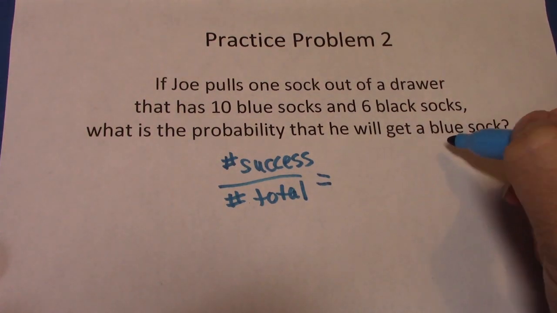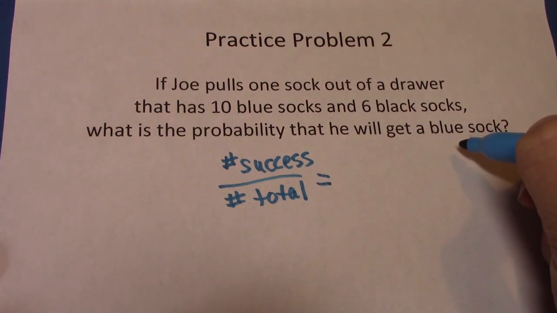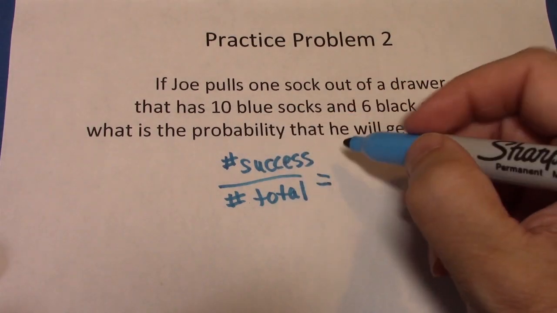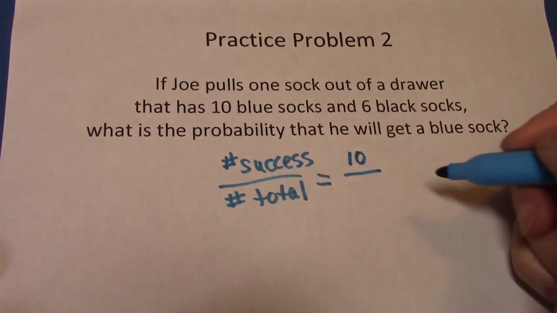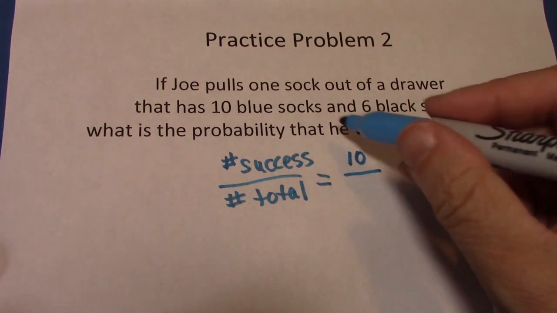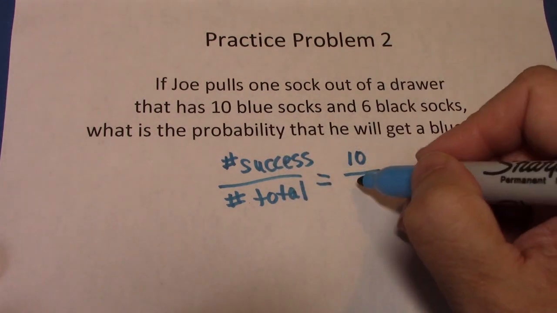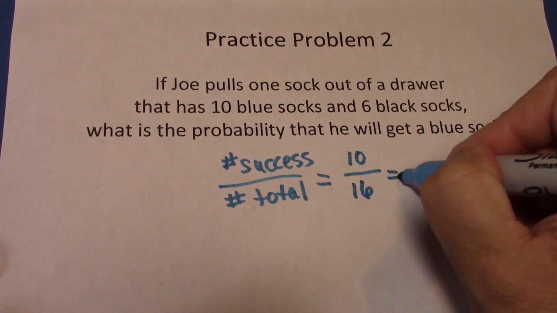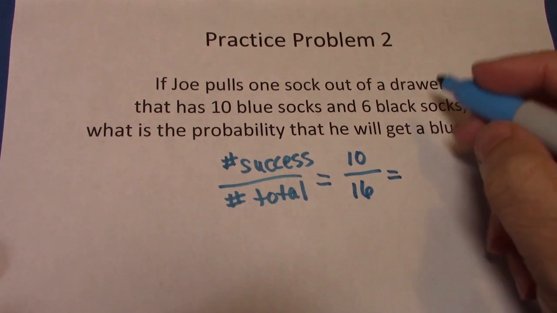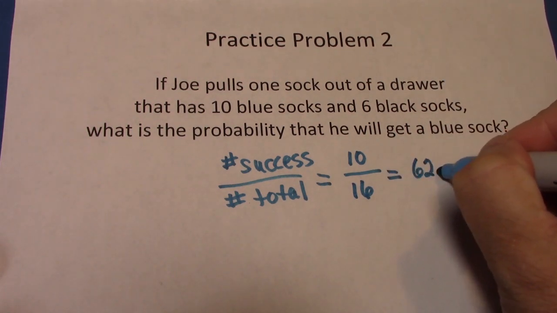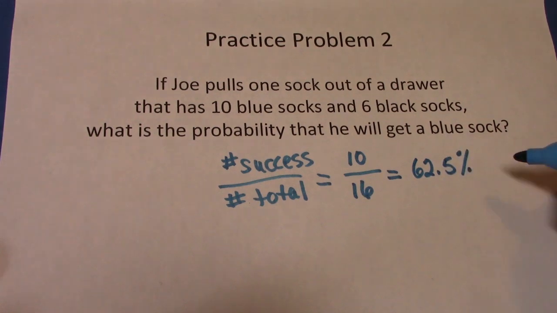So, we're looking for blue socks, and there are 10 blue socks. So that's a total of 10 possible successes. Out of the total number of socks, that's 6 plus 10, 16. So 10/16, or converted to a percentage, 62.5%.